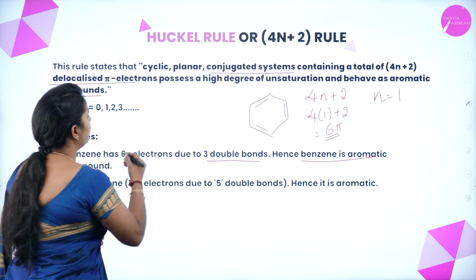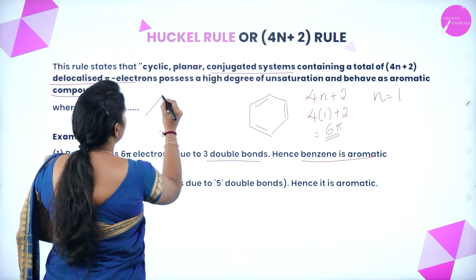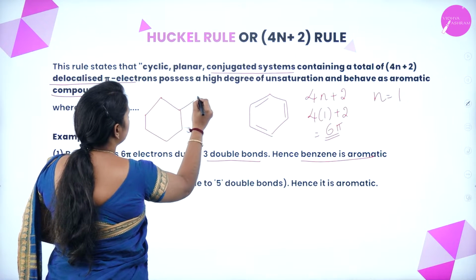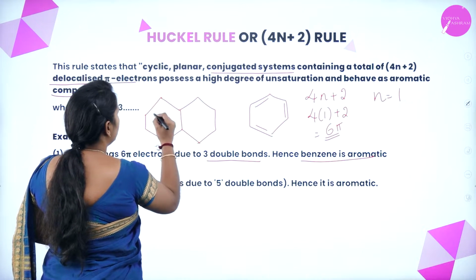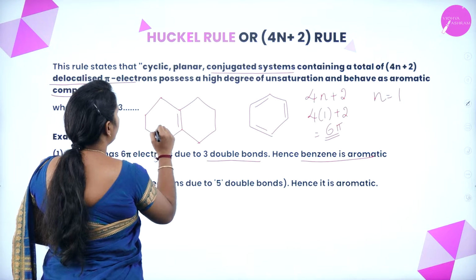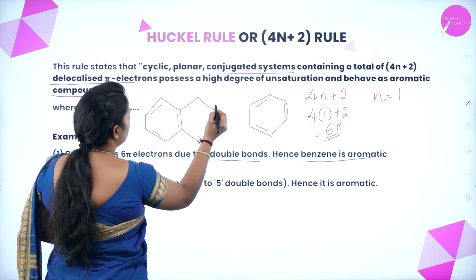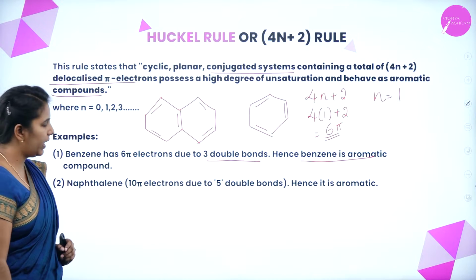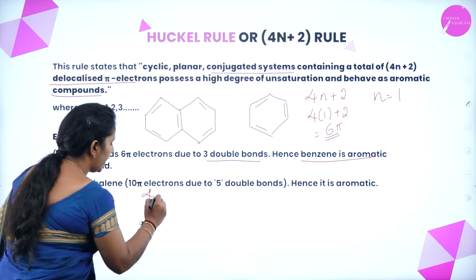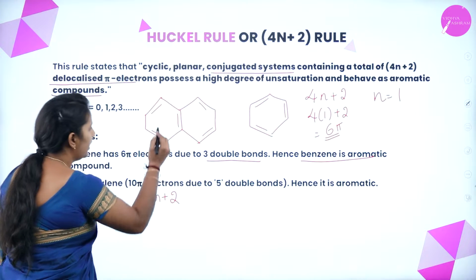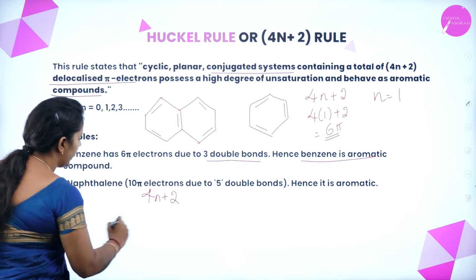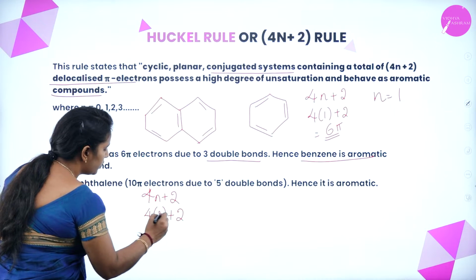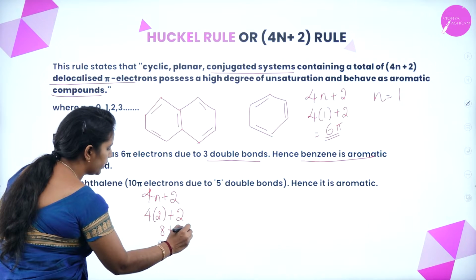I'll go with naphthalene now. This is the structure of naphthalene. If you apply the formula here, that is the 4n plus 2 rule, here there are 2 benzene rings. So, it is 4 into 2 plus 2. So, 4 2s are 8. 8 plus 2 is 10.